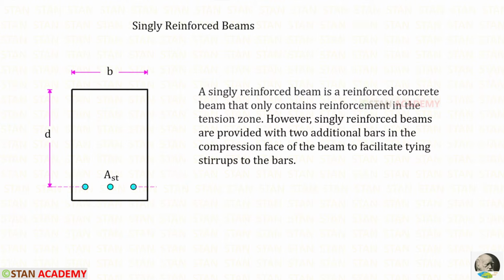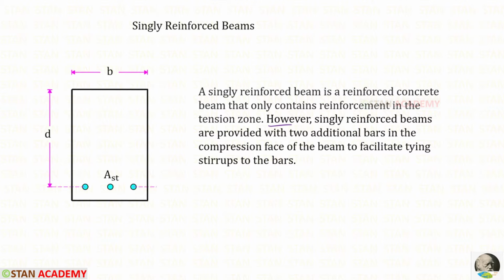Hello everyone. Today we are going to see a lecture on singly reinforced beams. A singly reinforced beam is a reinforced concrete beam that only contains reinforcement in the tension zone. Let us take a cross section of a singly reinforced beam. We know that in the beam the tension zone lies in the bottom and the compression zone lies in the top. If the beam is only reinforced in the tension zone, that is called a singly reinforced beam.